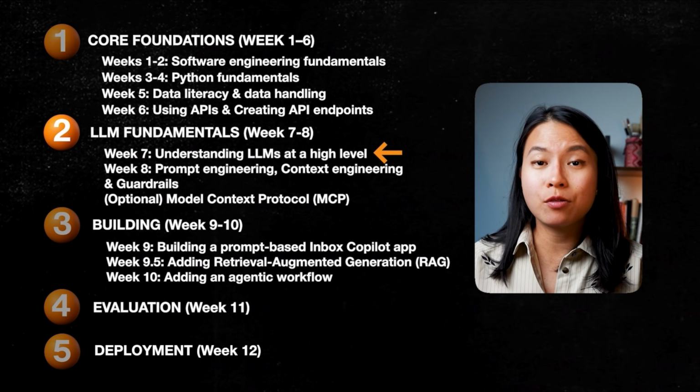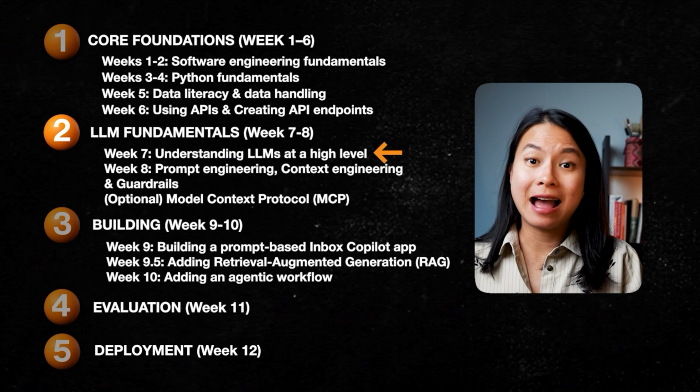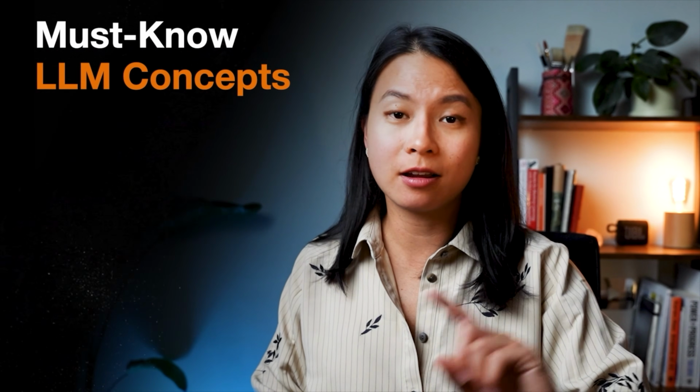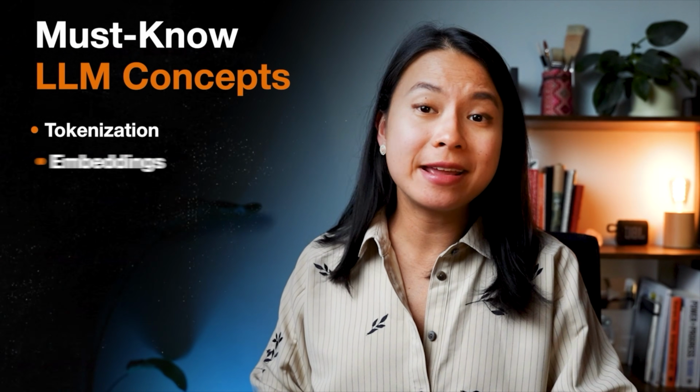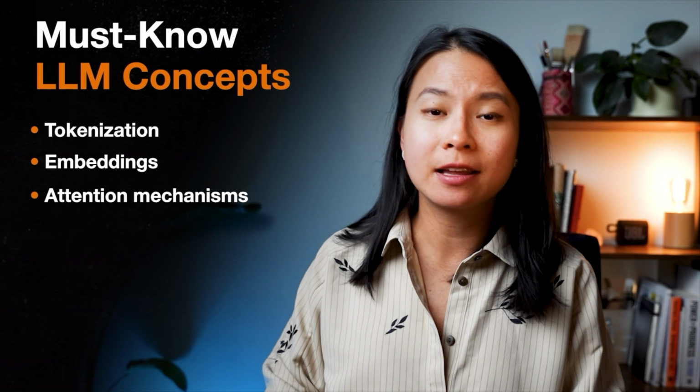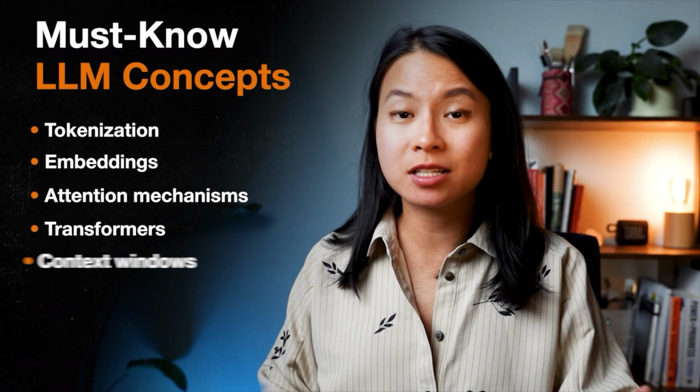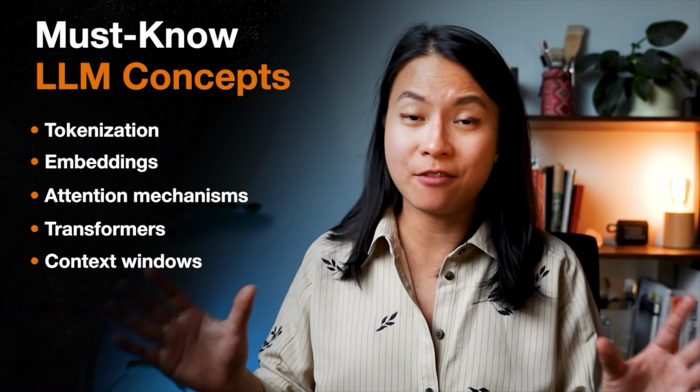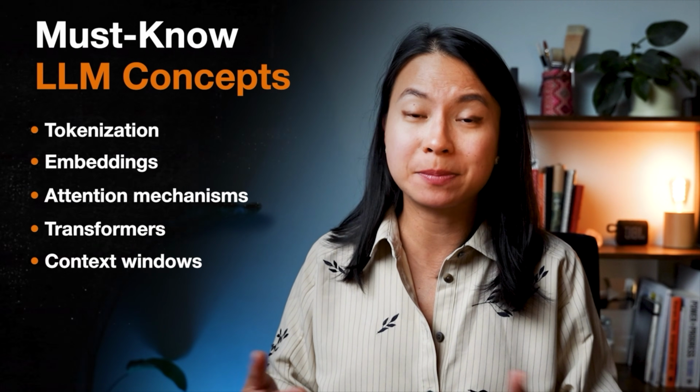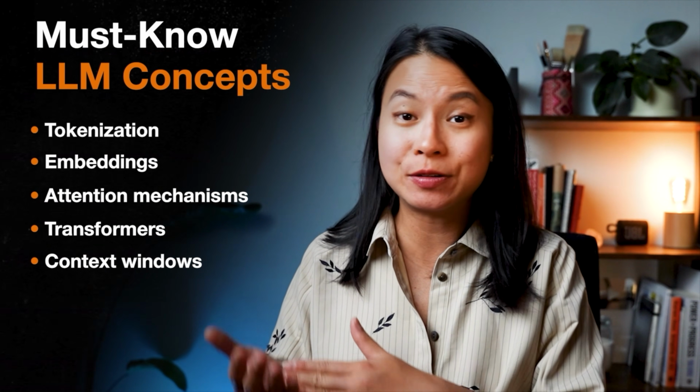For week 7, we want to understand LLMs at a high level. You don't need to know every detail, but you do need a mental model of how they work. I'd recommend you at least understand the following concepts. So firstly, tokenization. Secondly, embeddings, attention mechanisms, transformers, and context windows. You just need some very high-level understanding of what these concepts mean and how they apply to your project.